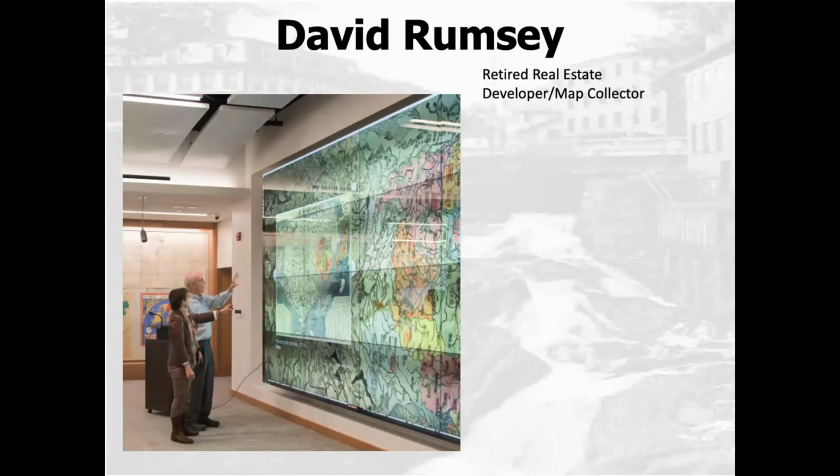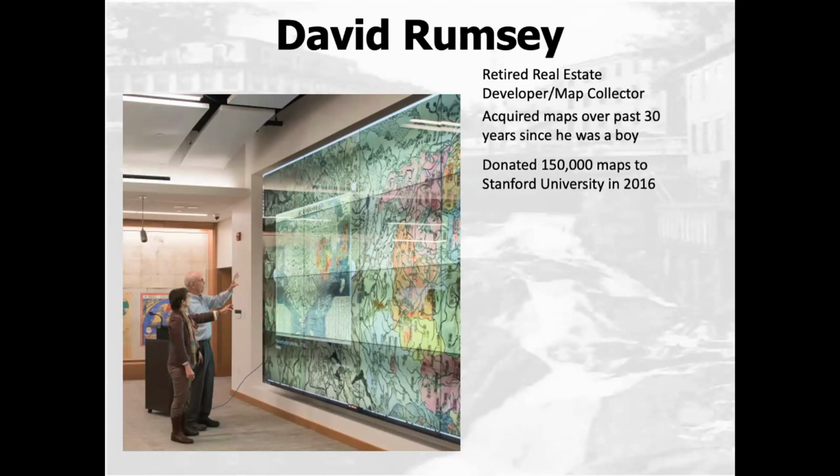So first thing is he's a retired real estate developer and map collector. He's acquired maps over the past 30 years, since he was a boy. He donated 150,000 maps to Stanford in 2016.